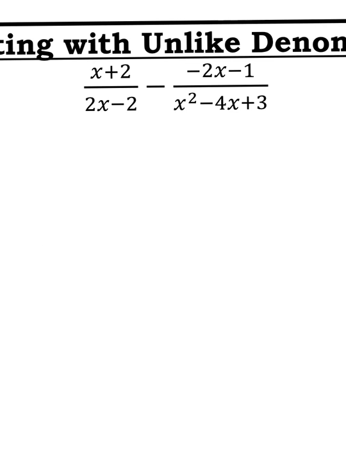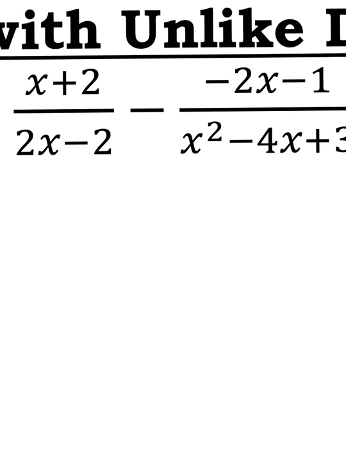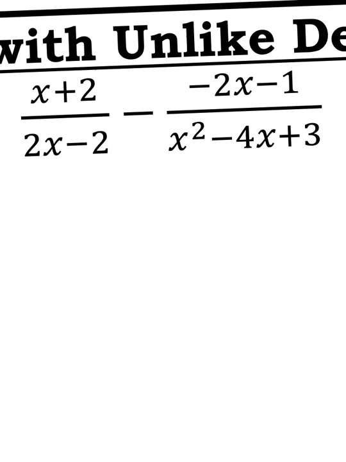This next example, I have a subtracting example. And so here I have (x + 2)/(2x - 2). So immediately I see that that denominator can be rewritten as 2 times (x - 1). How did I know that? Well, they both have a 2 in common, so just factor out a 2. 2x divided by 2 is x, 2 divided by 2 is 1. So that's how it became 2 times (x - 1).